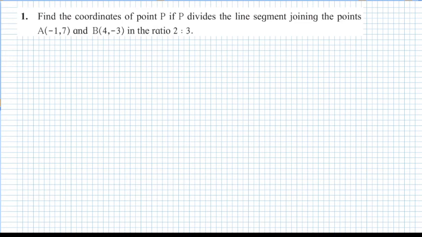I request you to go through the formulas. The last 3 sessions were all about the formulas. Okay, so let us start with 5.2, problem number 1.